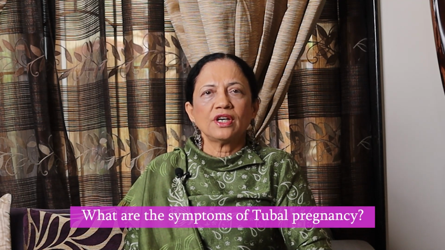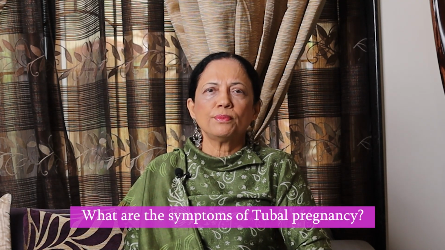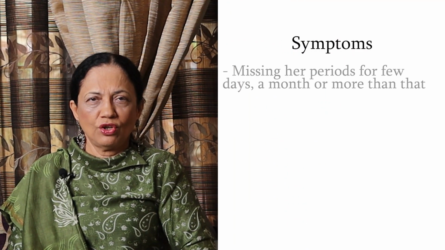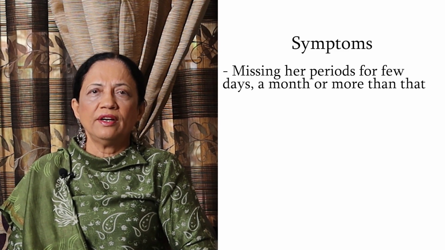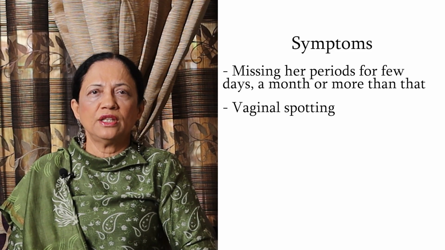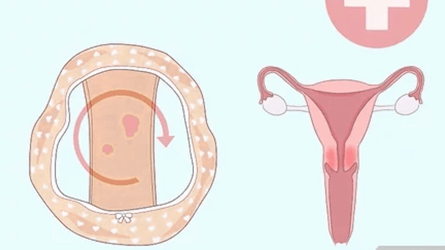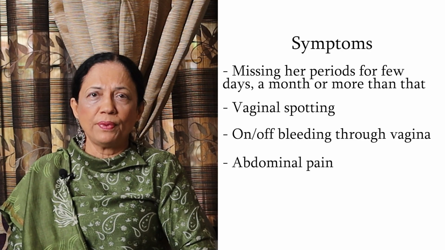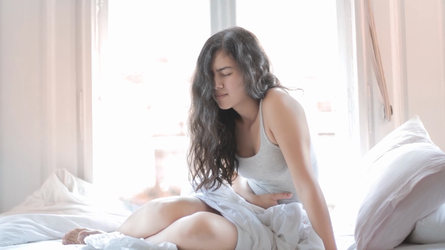Today we are going to talk mainly about tubal pregnancy, as that is the most commonly found ectopic pregnancy in women. Now it is seen that tubal pregnancy is found in 1 to 2% of the patients who get pregnant. What are the symptoms? Normally, a woman would miss her period. It could be either a few days or even a month or more than that. And she could have some spotting per vagina, a little bit of bleeding off and on, and she could also have abdominal pain. Or she could have symptoms of irregular periods.